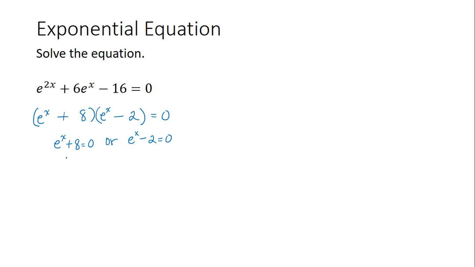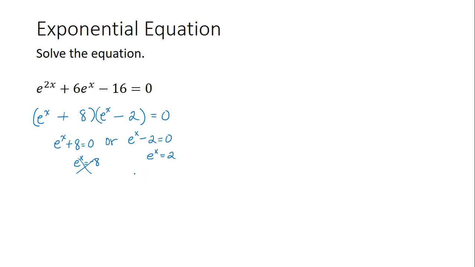When we isolate the exponential expression in the first equation, we subtract 8 from each side to get e to the x equals negative 8. But that is a contradiction. e to the x is always greater than 0, so there's no solution for that equation. Then e to the x minus 2 equals 0 is equivalent to e to the x equals 2.